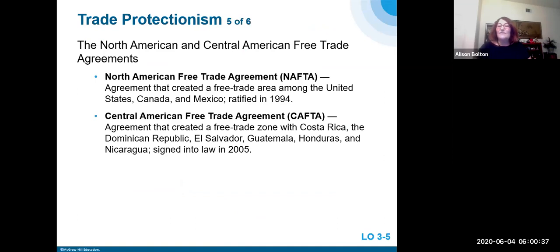We have what's known as NAFTA, the North American Free Trade Agreement. So it includes Canada, the United States, and Mexico for us to trade freely amongst us here without tariffs or boundaries on trade, which is a very good thing. And then there's a Central American Free Trade Agreement, CAFTA, and that includes Costa Rica, Dominican Republic, El Salvador, Guatemala, Honduras, and Nicaragua. And that came into being in 2005. So there was even more free trade there.